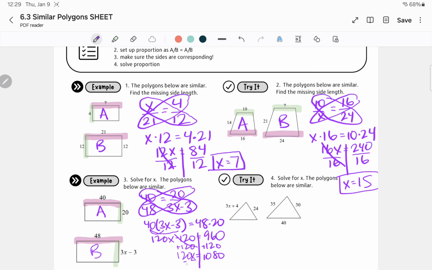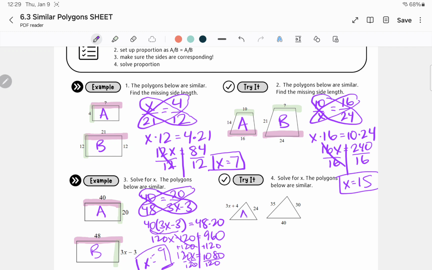And now I'm going to divide both sides by 120. So I'm going to put in 1,080 divided by 120. That is x equals 9. Okay, there we go. x equals 9. So now go ahead and pause the video. Try number 4 on your own.